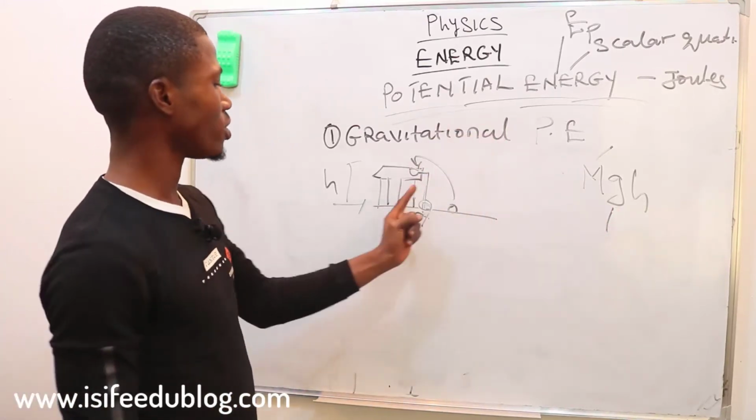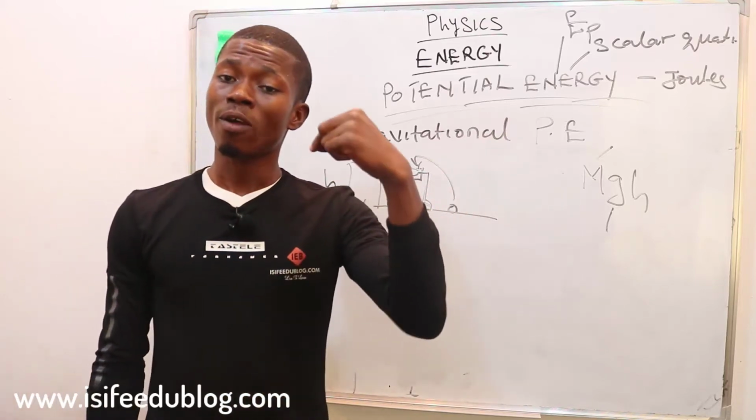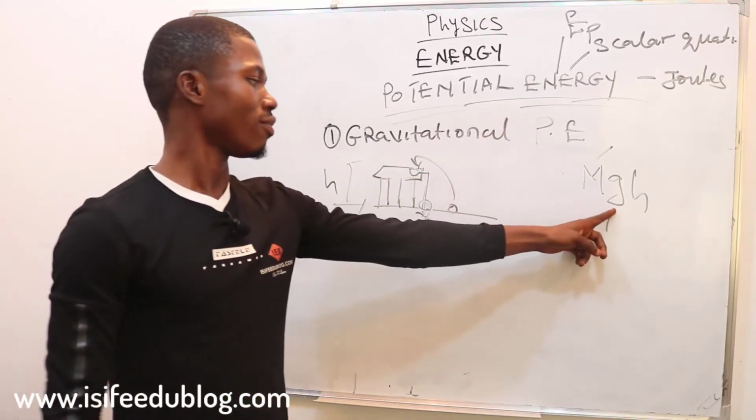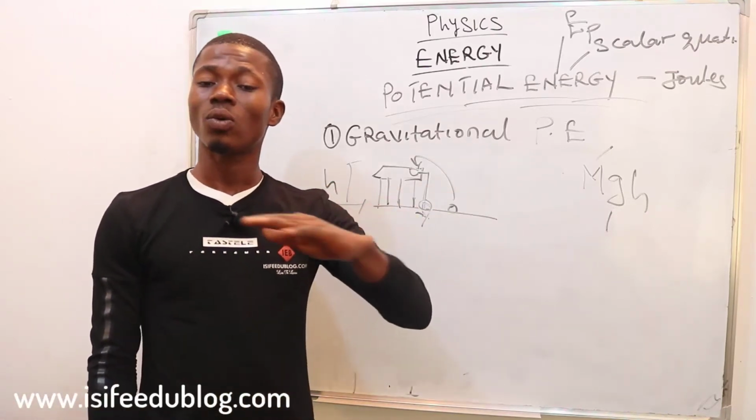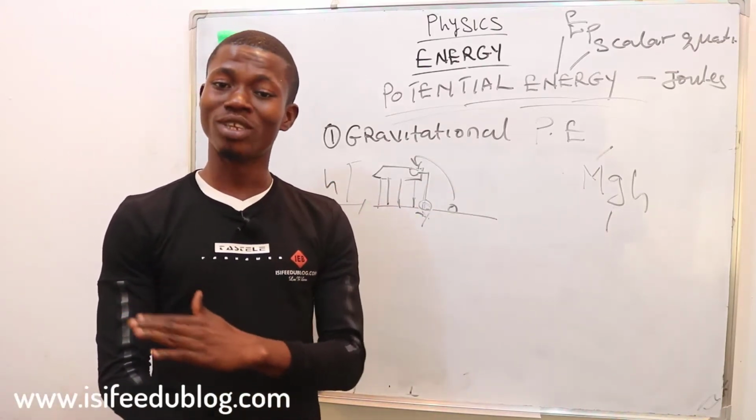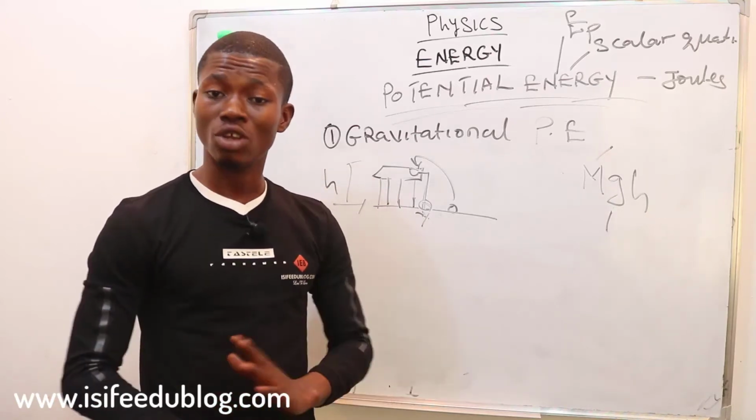Because of height, once we are dealing with height, we are doing some work against the force of gravity. That is this force of gravity. Then finally is our height, because once there is no height, our potential energy is zero. There is no potential energy, no matter what.